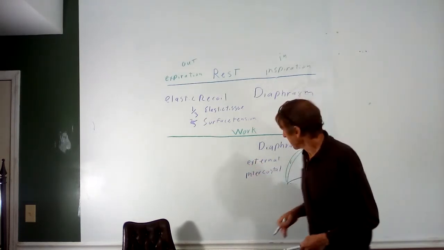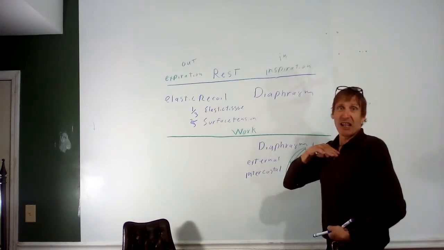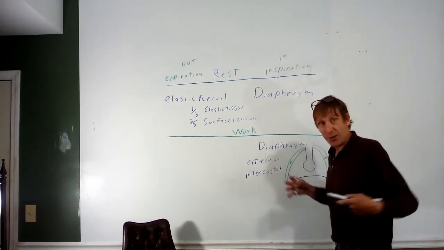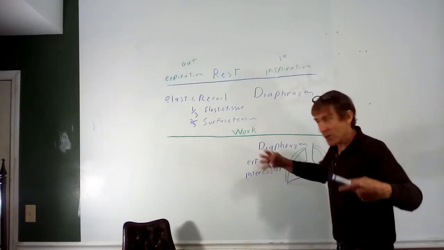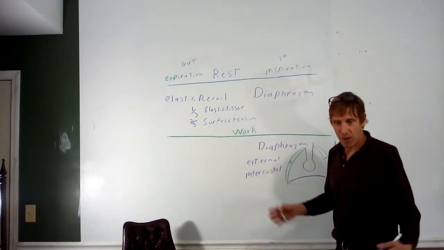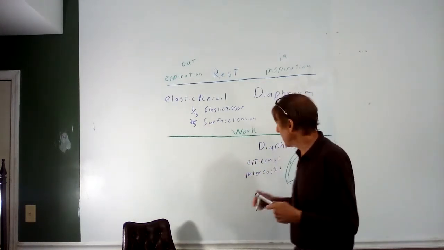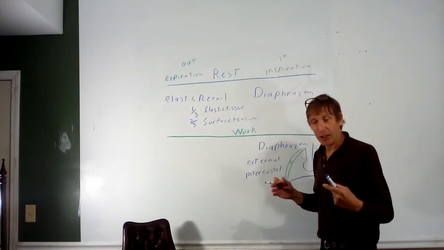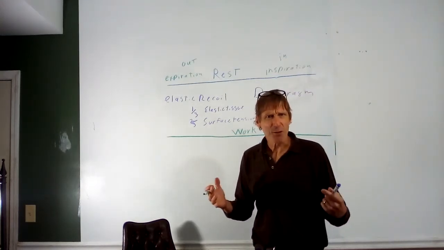The chest gets big. So the diaphragm kind of increases the length of the chest, and the external intercostals the width or the circumference. Both of those act to increase the volume, drop the pressure, and even more air is pulled in. So this is what you use when you're exercising, working.